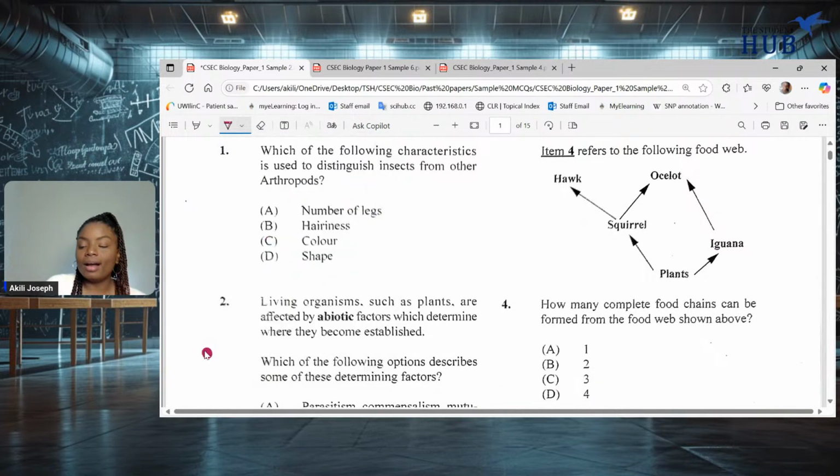All right, so jumping right into it, we have: which of the following characteristics is used to distinguish insects from other arthropods? This is going to be number of legs, hairiness, color, or shape.